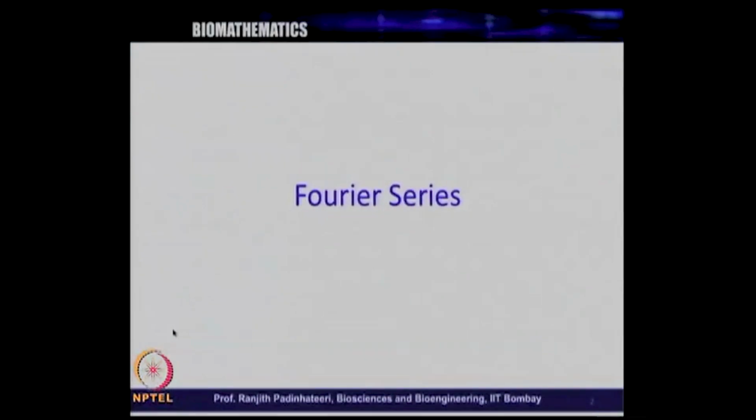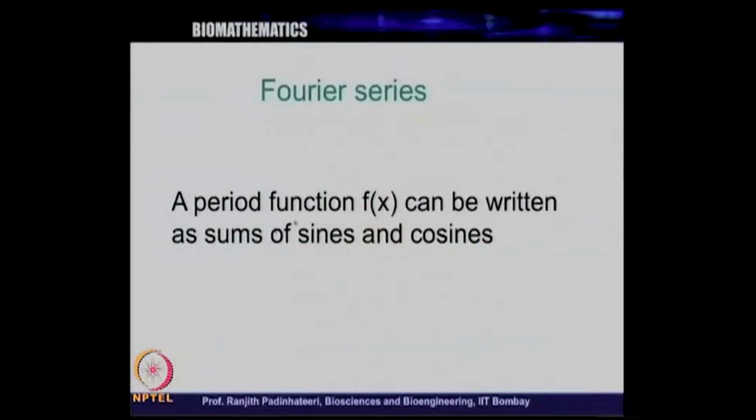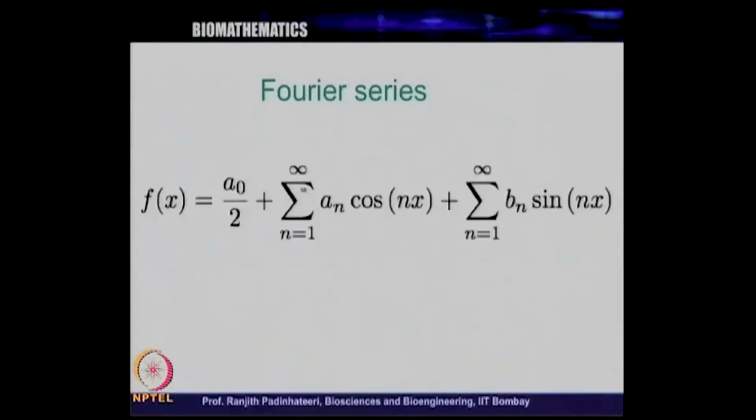We mentioned that any periodic function can be written as sums of sines and cosines. This is the essential idea of Fourier series which we discussed last time. We also said that any function f of x can be written as a combination of cosines and sines with coefficients a1, a2, a3, a4, similarly b1, b2, b3, b4, and a0.